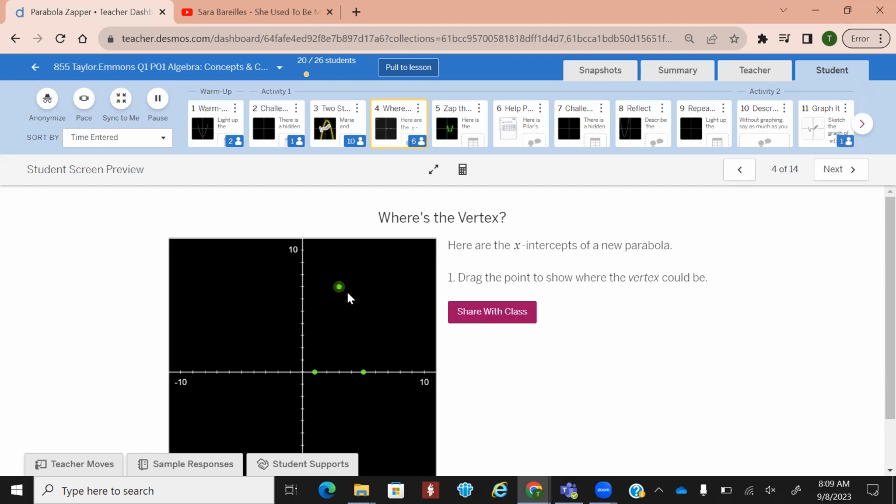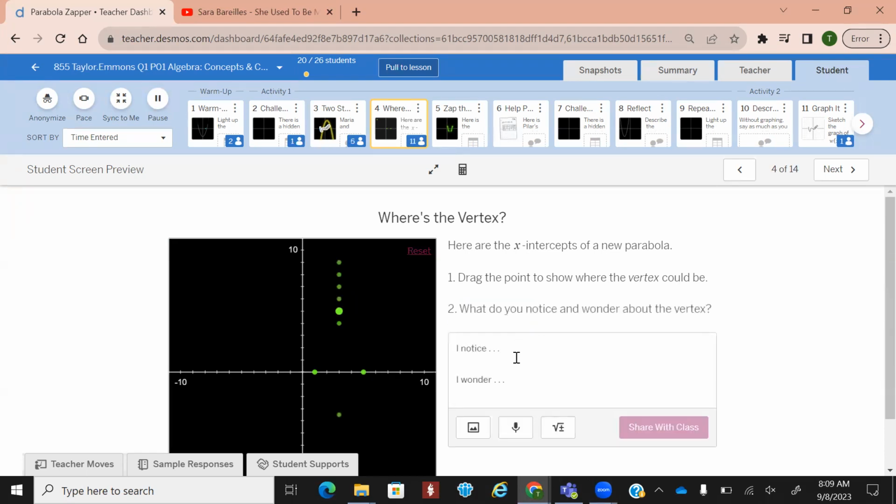So the vertex has to be equidistant in the middle of those two x-intercepts. Okay, so let me say that again. The vertex is in the middle of the two x-intercepts. Okay, so where could that potentially be? Well, it could be right here, it could be right here, it could be right there. All right, so what do you notice and wonder about the vertex?